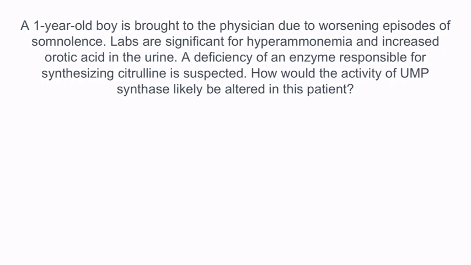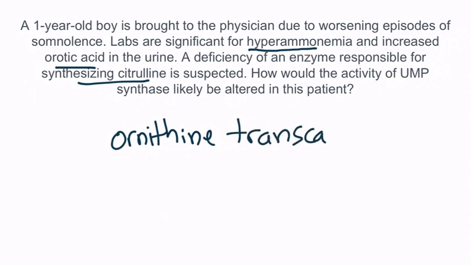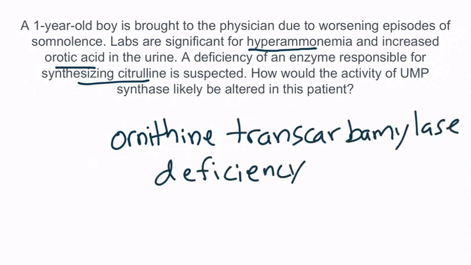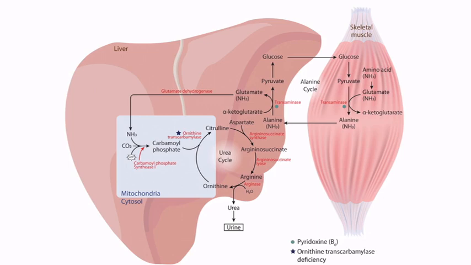Hopefully from the question stem, you notice that this boy has hyperammonemia and increased orotic acid. This combination should immediately make you think of a urea cycle disorder. Because the question stem states that the deficient enzyme is normally responsible for synthesizing citrulline, we can deduce that this patient must have an ornithine transcarbamylase deficiency. From the figure, notice that ornithine transcarbamylase right here normally combines carbamyl phosphate and ornithine to generate citrulline.